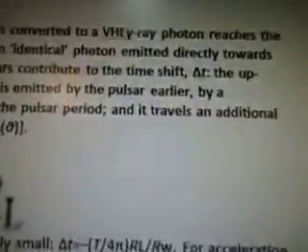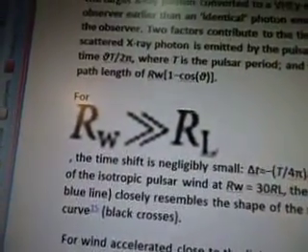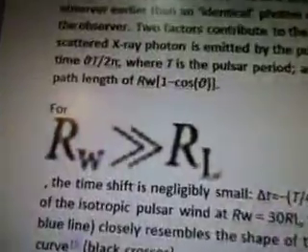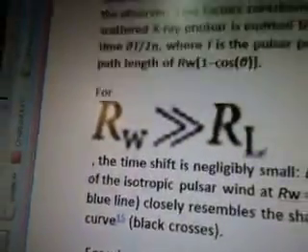2 factors contribute to the time shift. The upscattered X-ray photon is emitted by the pulsar earlier by a time of that. So you see there's pi there, right? And pi comes up in the WOW SETI signal. So where T is the pulsar period and it travels initial path length of, and cos comes up in the WOW SETI data too. So the time shift is negligibly small.